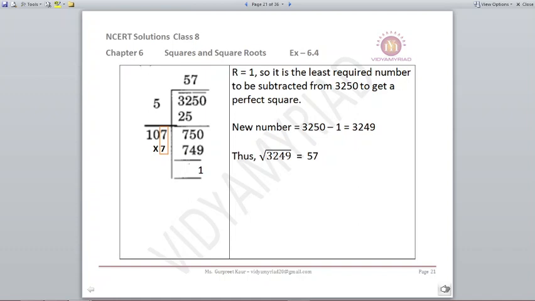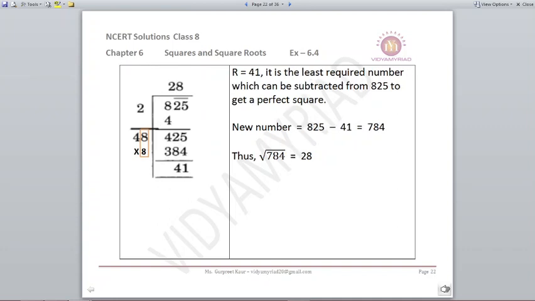Next, 3250. Now 3250, the pair is 32 and 50. So 5 into 5 is 25 and 5 plus 5 is 10. 32 minus 25 is 7. Bring down 50. I need 750. So for that, nearby is 107 into 7. That gives me 749. Remainder is 1. So I need to subtract 1 from 3250, which is 3249. Its square root will be 57. The number which is there in the quotient, that is your answer.